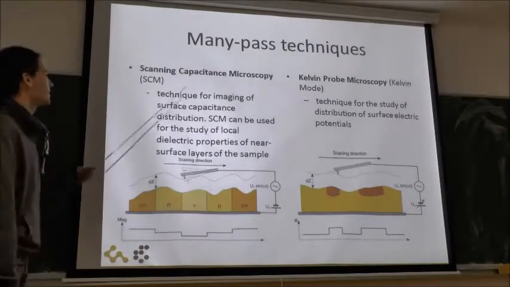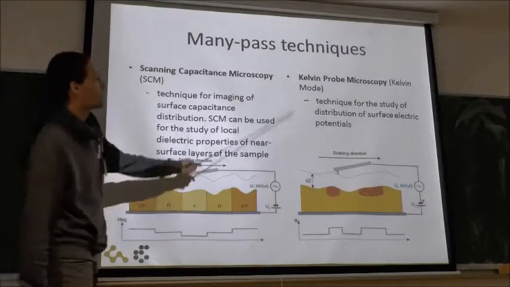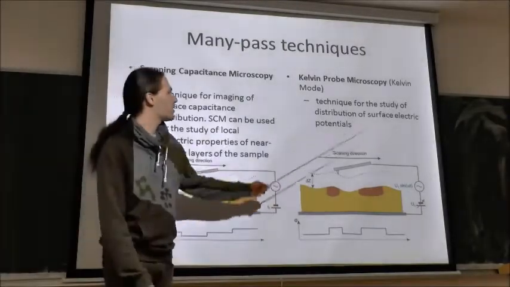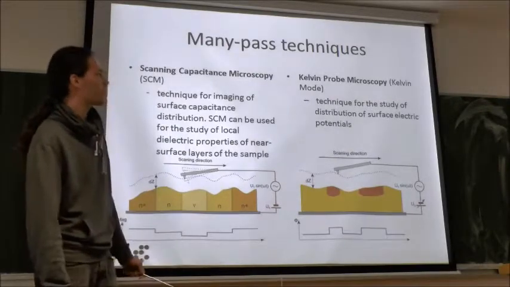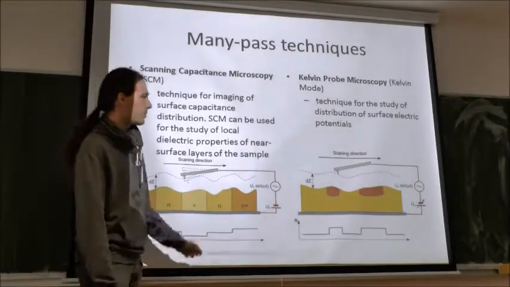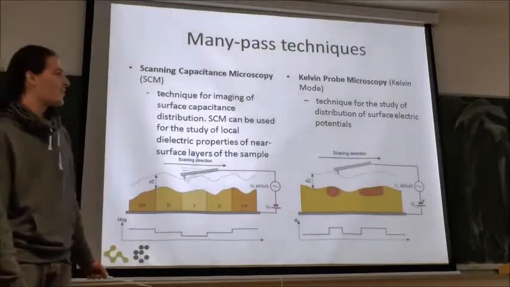Then we have a similar thing for the capacity measurement and for the distribution of surface electric potential. This is the Kelvin probe microscopy, which is quite interesting and also useful.